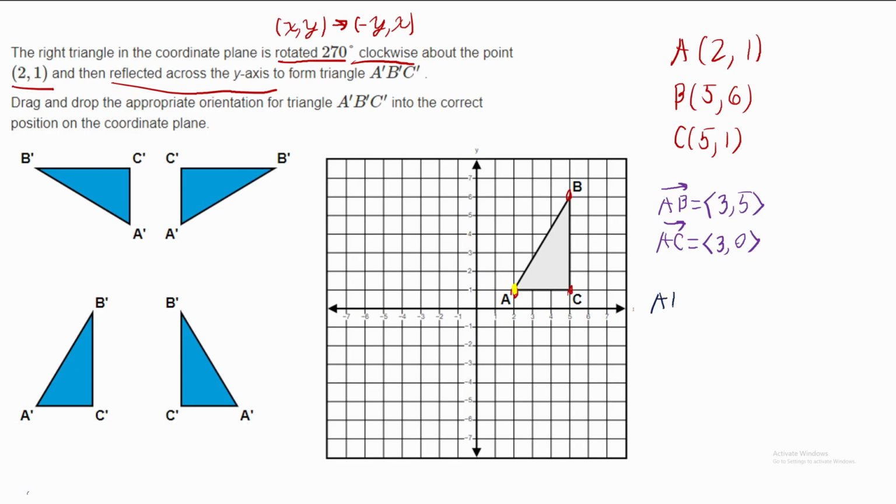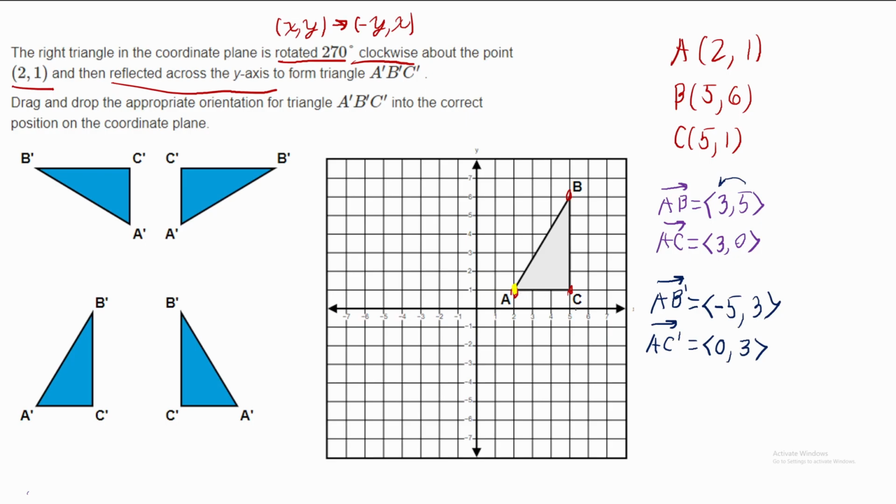We're going to get AB prime, and we're going to apply that rule to our vector. So vector, move the 5 up front and change the sign. So we get negative 5, comma, 3. So what's my next vector? AC prime, right? Move the 0 up front. I can't change the sign because it's 0. And then 3 falls to the back. So now these are going to tell us where to find our new points.